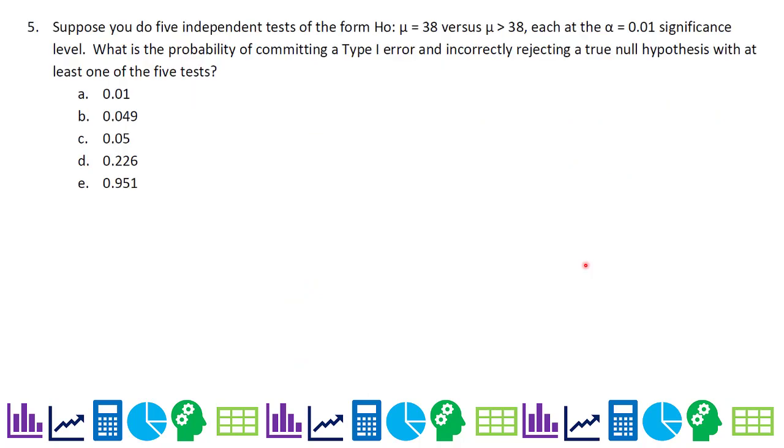Number 5, suppose you do 5 independent tests of the form the null hypothesis mean is equal to 38 versus the mean is greater than 38, each at the alpha of 0.01 significance level. What is the probability of committing a type 1 error and incorrectly rejecting a true null hypothesis with at least one of the 5 tests?